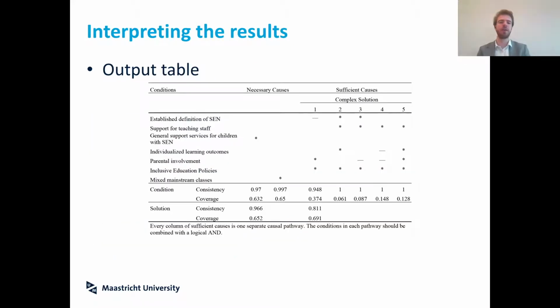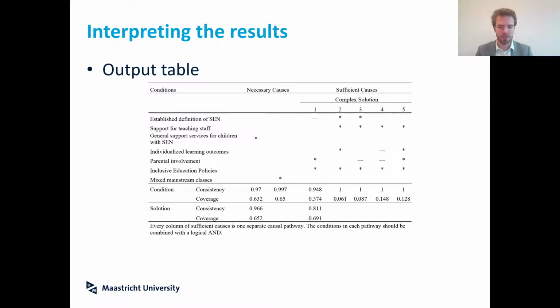This is the output table that was ultimately included in the article. As you can see here, before we go into that, I have no idea why it says necessary causes. It should say necessary conditions. I'll do that probably before final publication.